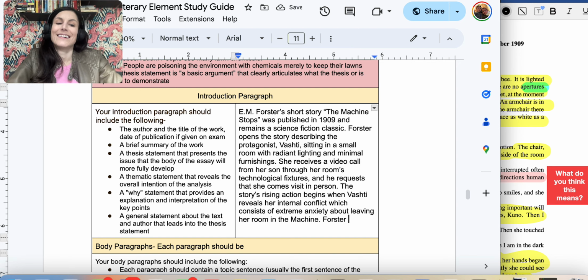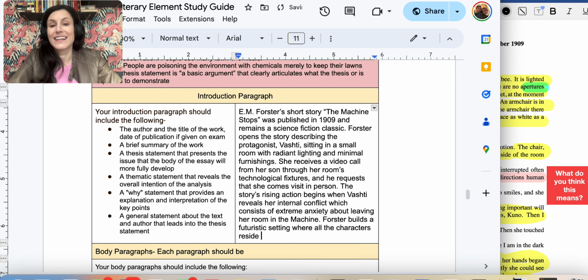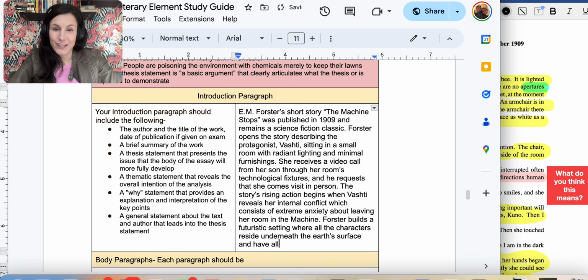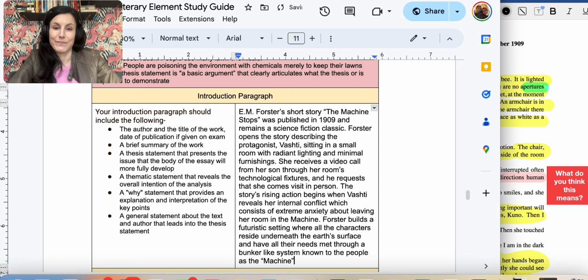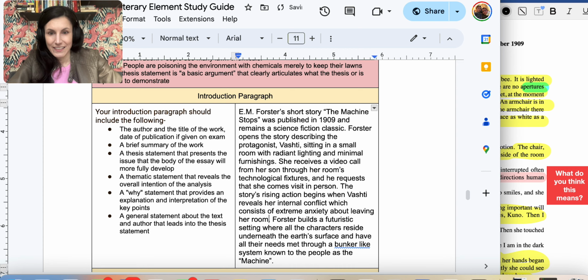Forster builds a futuristic setting where all the characters reside underneath the Earth's surface and have all their needs met through a bunker-like system known to the people as the machine.